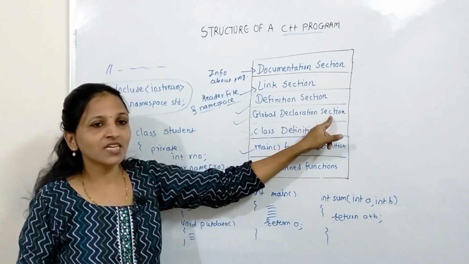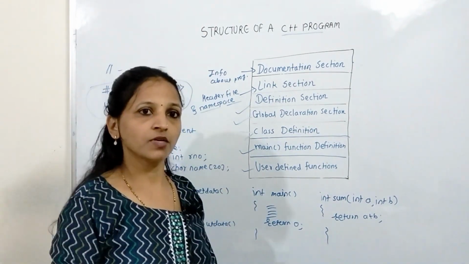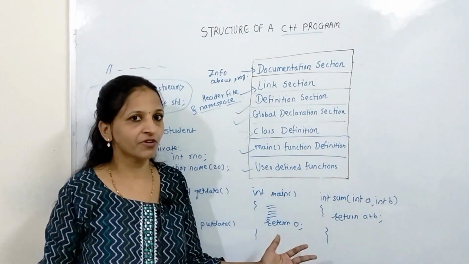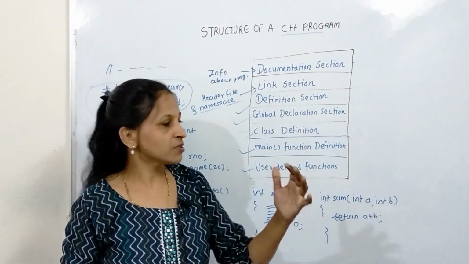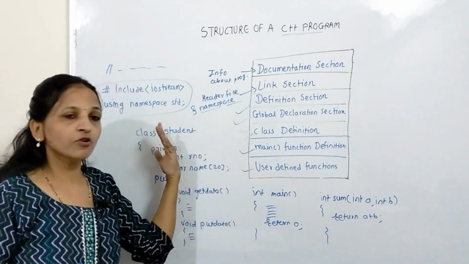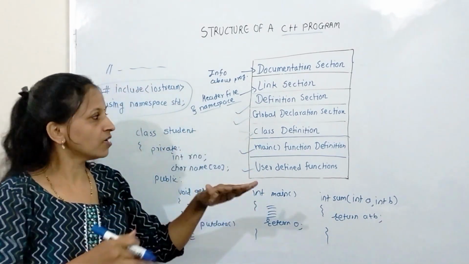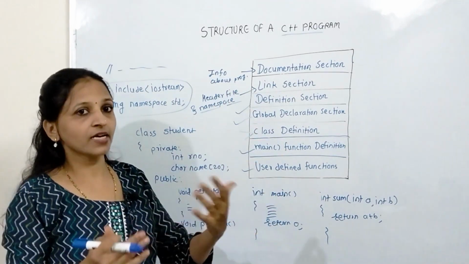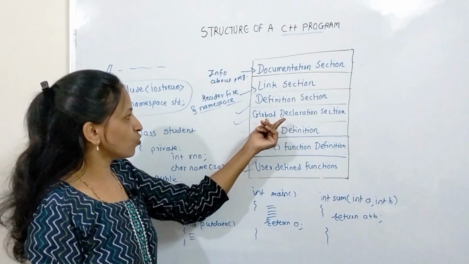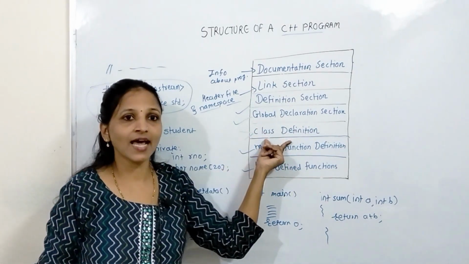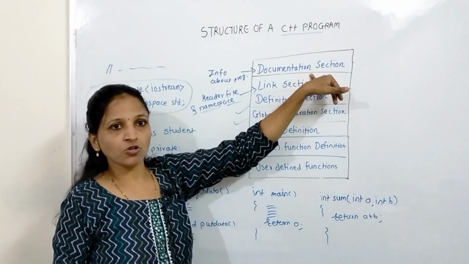Next one is the global declaration section. If you want to share some variables throughout the program, in all the functions, then you can declare those variables before the class or before main, outside main. Then that will be a global variable, and that will be accessible by all the functions in our program, and that is the global declaration section. Next one is class definition. Actually this documentation section is not compulsory.